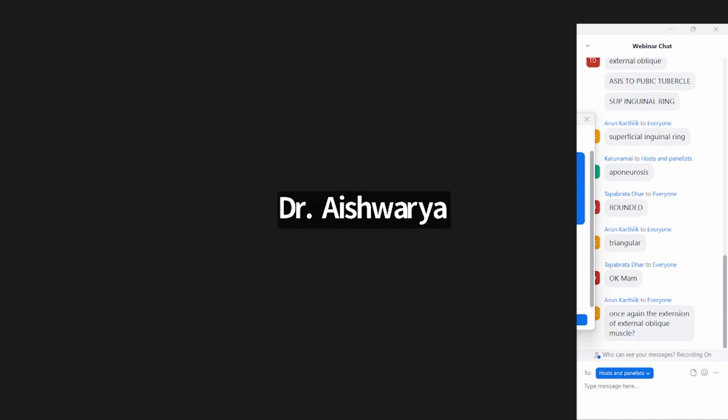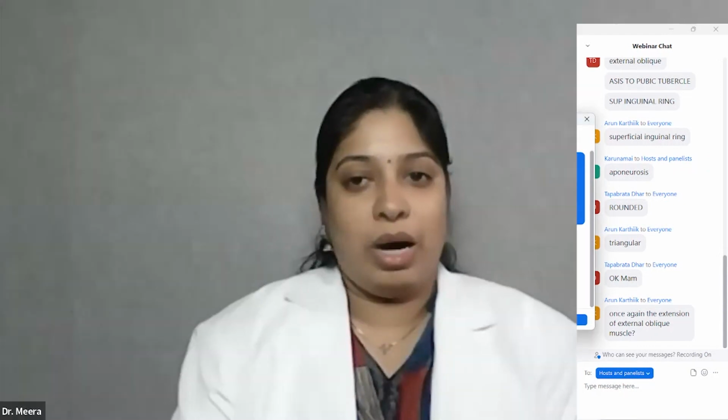The extension of the external oblique muscle. Ma'am, can you just repeat that particular topic for our Arun? Okay. So, Arun, the first muscle of our anterior abdominal wall is external oblique. If you have gone through the origin and insertion of the muscle, you know that it takes origin from the lower 8 ribs, and the fibers run downwards, forwards, and medially. So the direction is downwards, forwards, and medially, and the extent is from the ribs to the inguinal ligament or to the iliac crest. Did I answer your question, Arun?